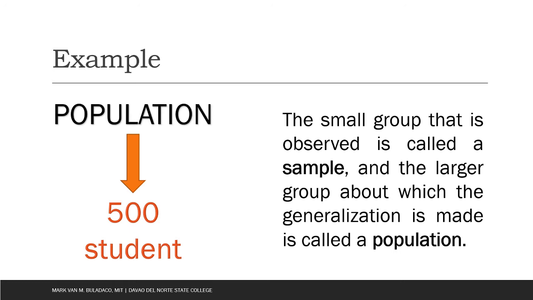So an example, let's say, we'll be getting a 500 student sample out of the population of high school students in Panabo City. So we get a sample of 500 students out of that population. So the small group basically is called the sample, and the larger group, which the generalization is made, is called the population.